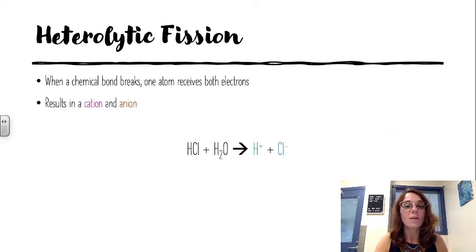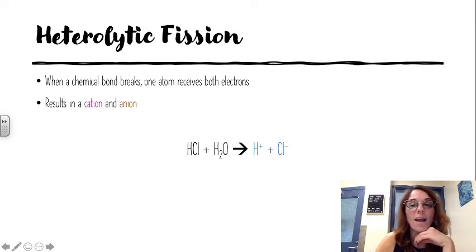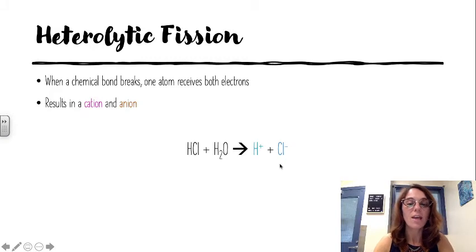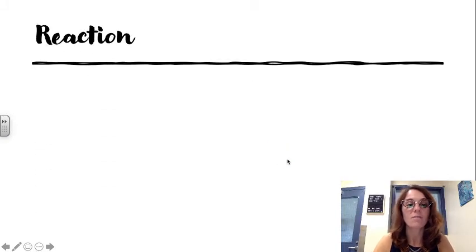When I break apart some types of things, I end up getting ions. So in a heterolytic fission, one atom receives both electrons. So here I've got hydrochloric acid or hydrogen chloride. When these break apart, we've got hydrogen, which has lost an electron, and chlorine, which has gained an electron. So here I have the creation of a cation, which is positively charged, and an anion, which is negatively charged.